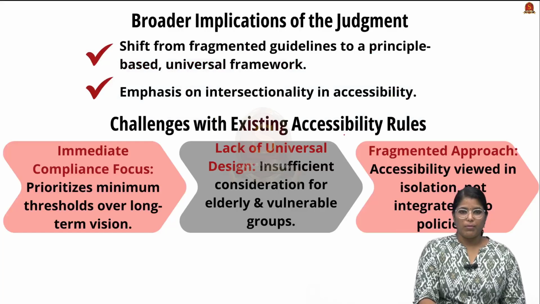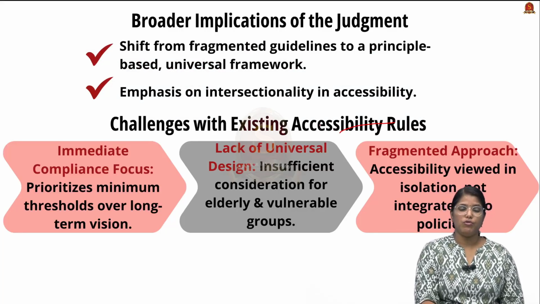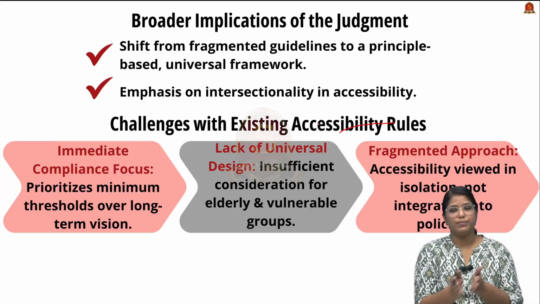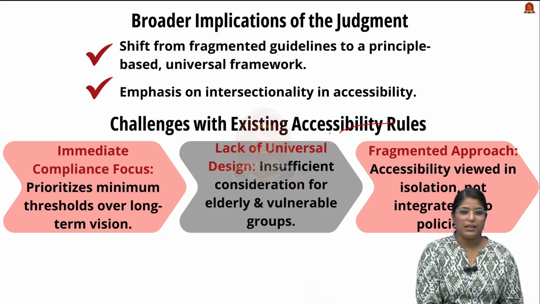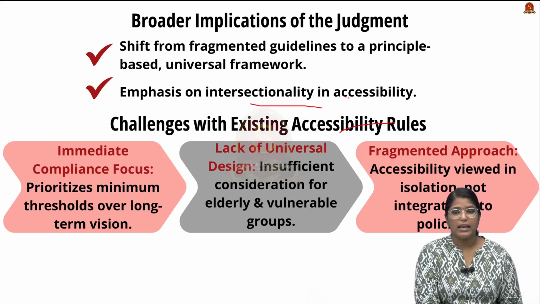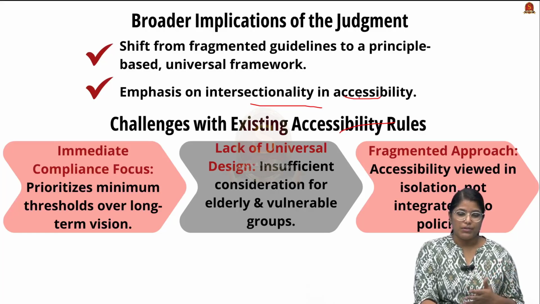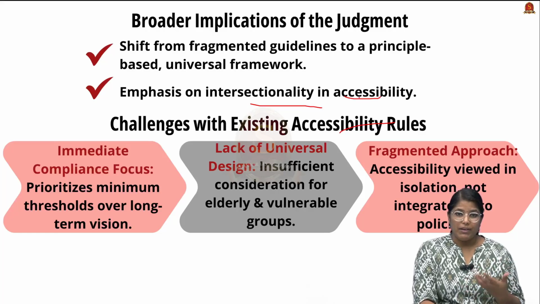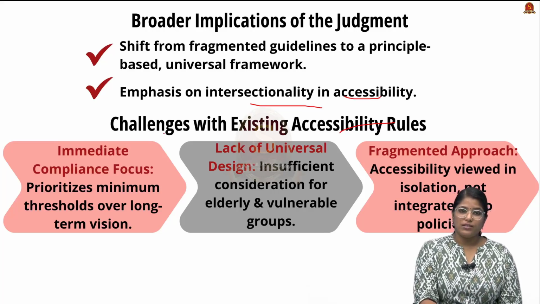Now talking about the broader implication of the judgment, the court has said that we have to move from fragmented guidelines to a principle-based, especially universal framework, and we have to emphasize intersectionality in accessibility. So we should not be hindering any person even when designing a particular project. Now, apart from this, there are certain challenges with existing accessibility rules. Let us see them one by one.